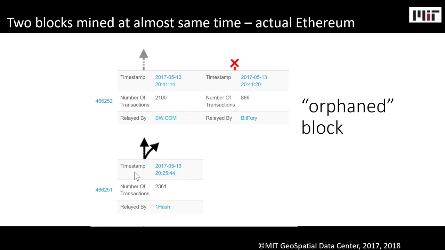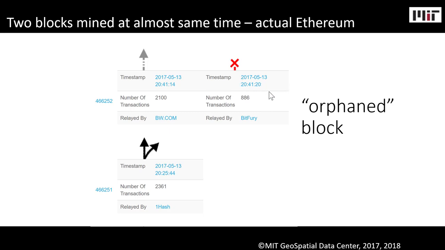Here's a snapshot of the actual Ethereum network, where at this time block 2466251, the bottom block here, has two possible blocks being added to it, the one on the left and the one on the right. Now the one on the left was mined 6 seconds before the one on the right, 204114 as opposed to 204120. And it happened that the left-hand one was added by most of the miners, and this becomes an orphan block.